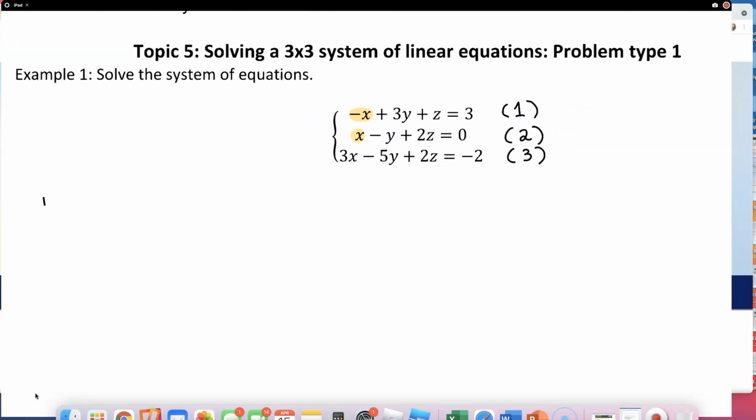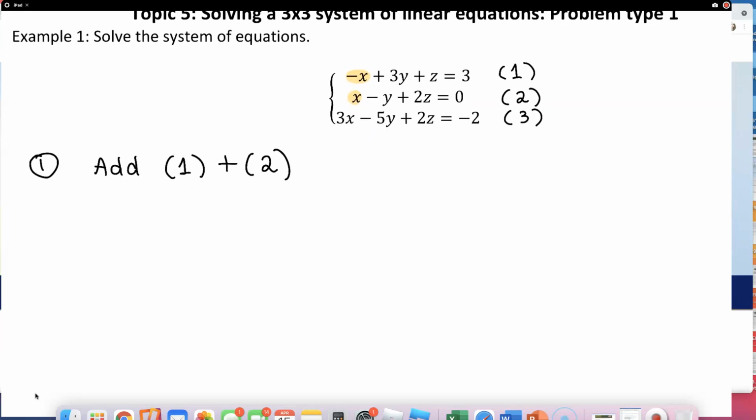I'm going to add equation 1 by equation number 2. Okay, I'll add those two together. And why do you think I'm doing that? I'm doing that because I noticed they are opposite terms, negative x and positive x. If you add them, they will cancel out.